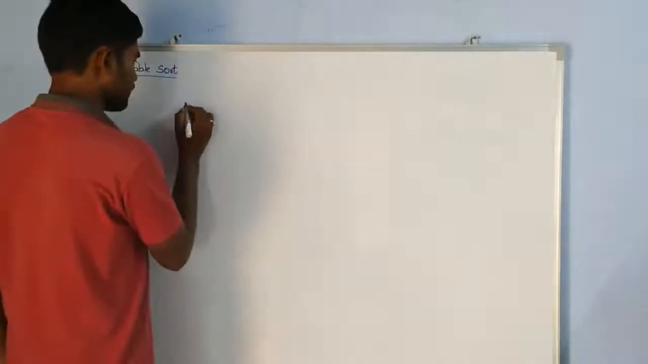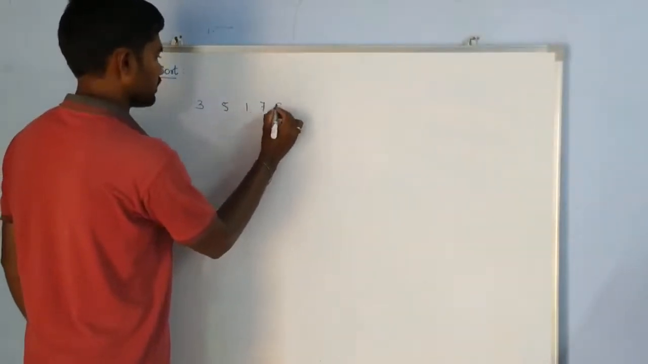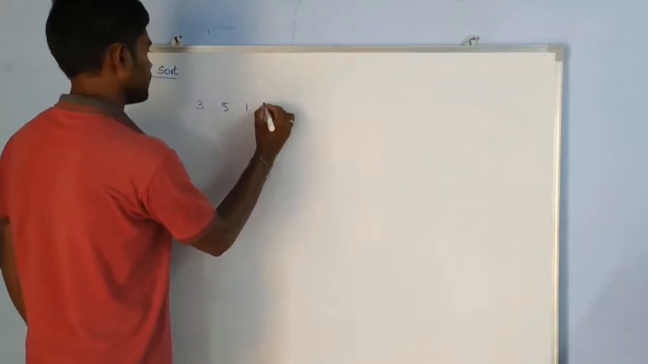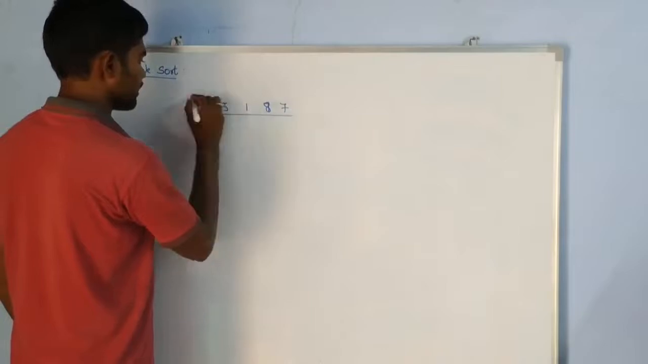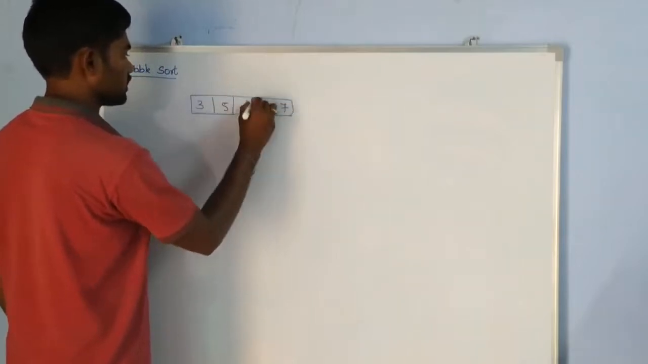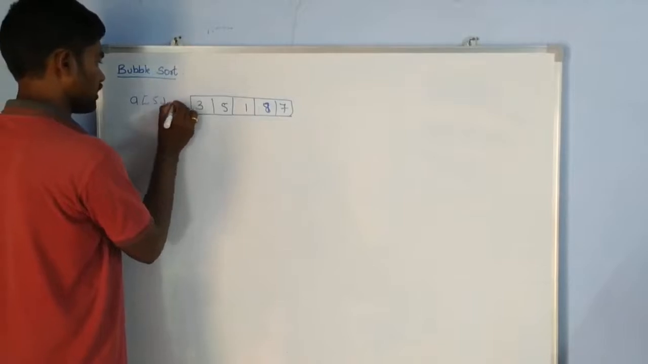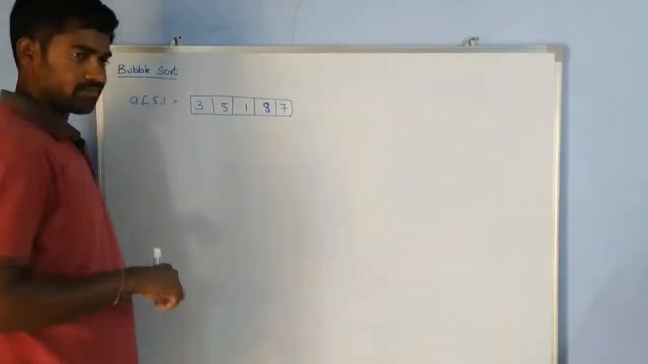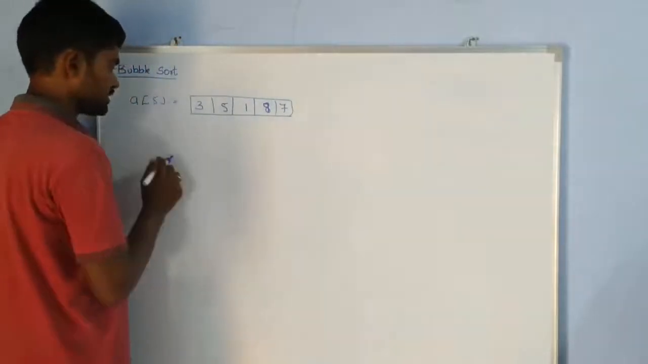Now we have the elements 3, 5, 1, 8 and 7. Now these are the elements. How many elements do we have here? Total size equals A of 5, where A is the array variable name and size is the array size. So here 5 is the array size.